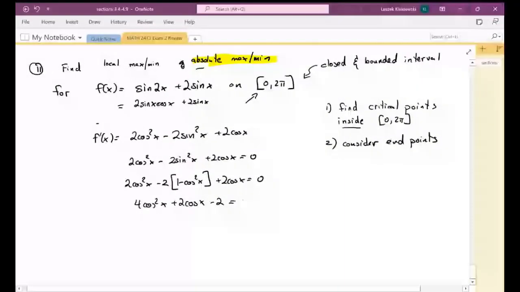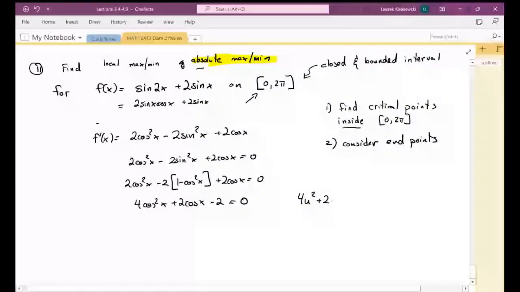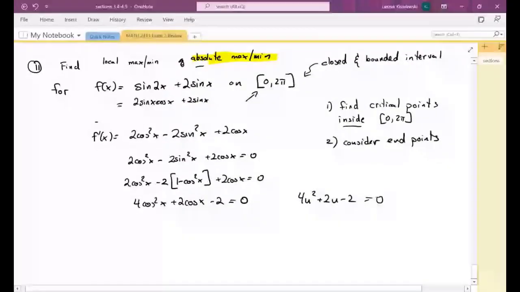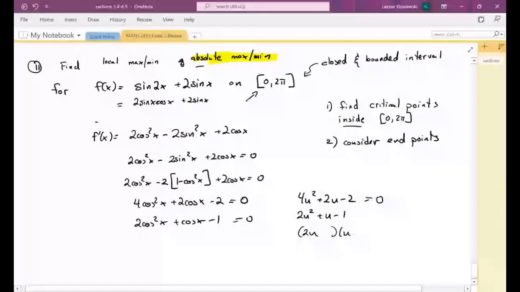All right. And do you see that this is a quadratic in disguise? It's a quadratic in cosine. And so if you had this, you would have no problem. I can divide by 2, actually. So I believe this factors. Or quadratic formula. Yeah, that looks good.